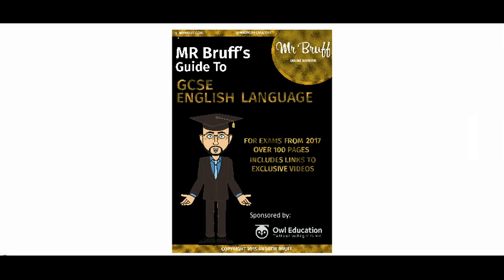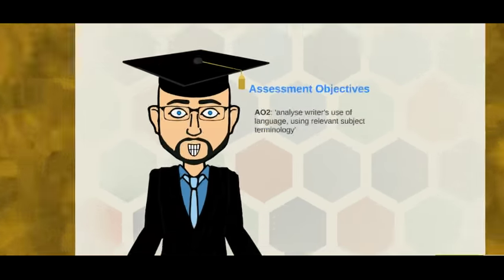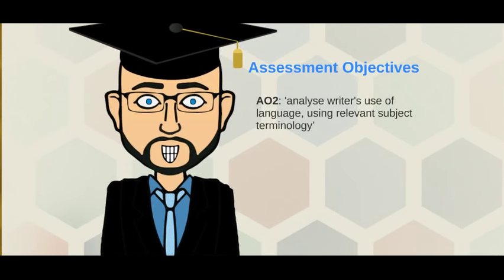We're going to talk about question 3 of the Paper 2 English Language exam. This question is a language analysis question, and it assesses Assessment Objective 2: to analyse writers' use of language using relevant subject terminology. This is a hard question. It's worth 12 marks and you should spend around 15 minutes answering it. It's a tricky question because you're likely to be asked to analyse the language used in a piece of non-fiction writing that perhaps was written for a private audience.